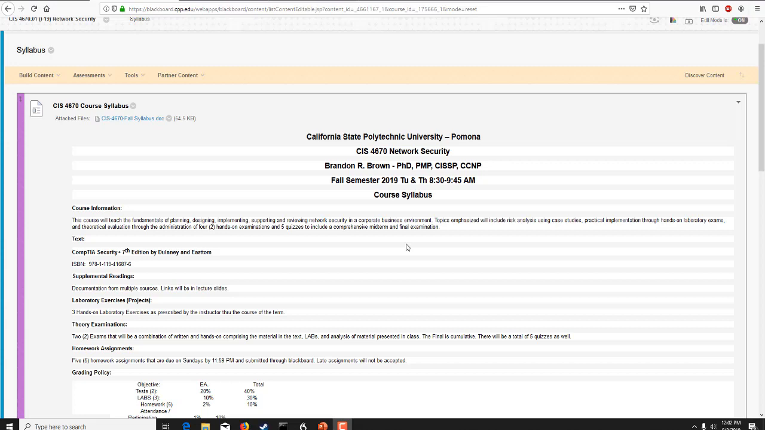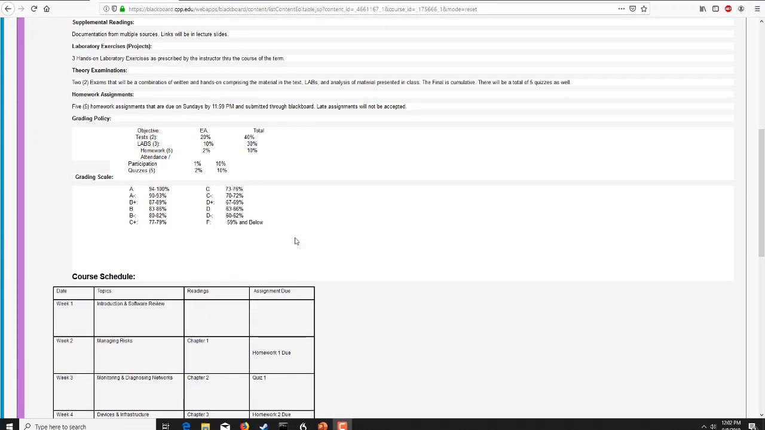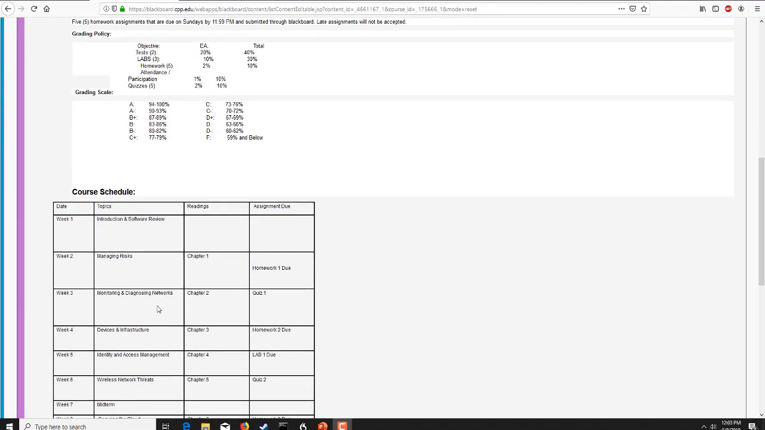And we are going to go into monitoring and diagnosing networks this week. So monitoring is a very key task to security procedures. If you can't monitor a network, you don't know that bad things are happening to a network.